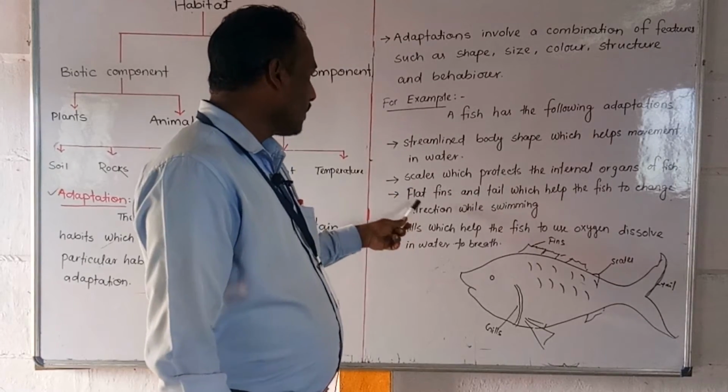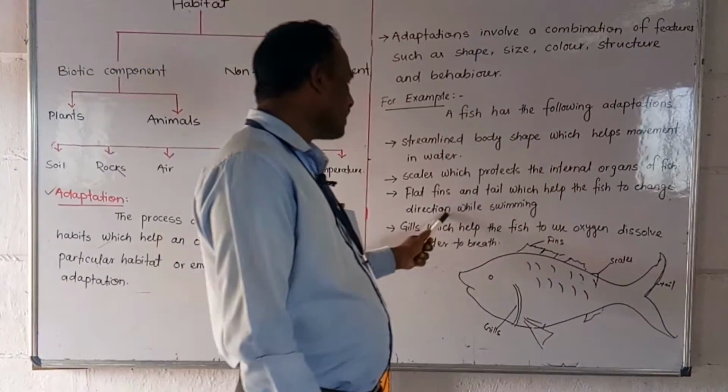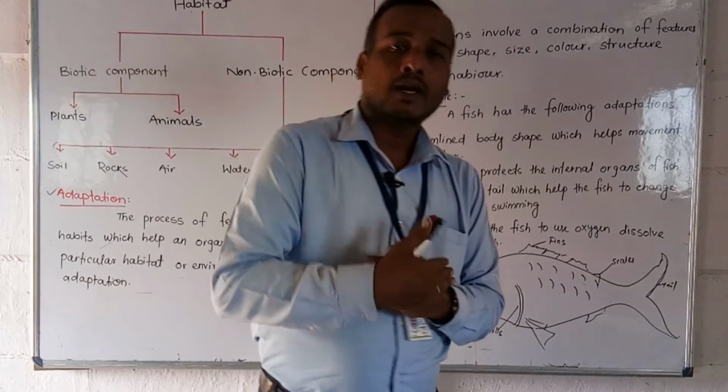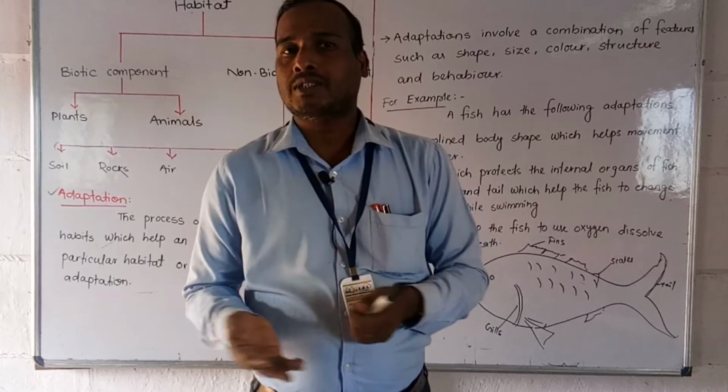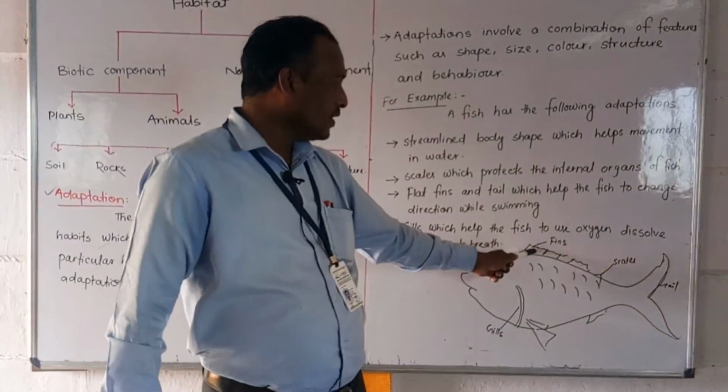What is that? Flat fins and tail, which help the fish to change direction while swimming. If a fish wants to move from one direction to another direction, how will it change? By the tail, especially by tail and fins. You have seen the fins here.